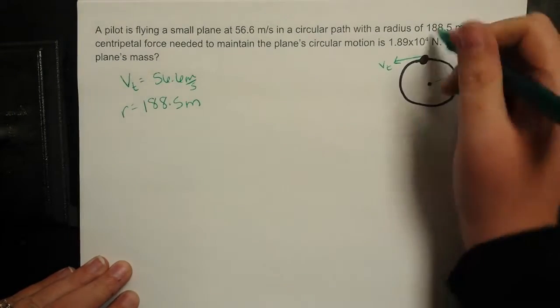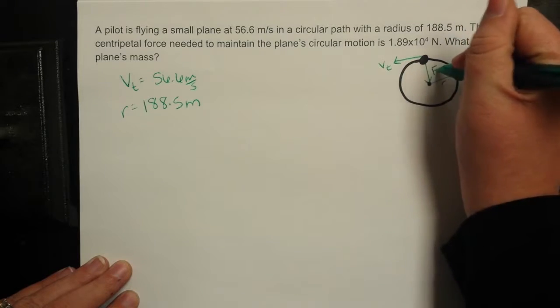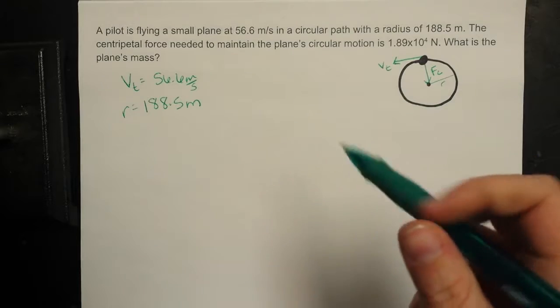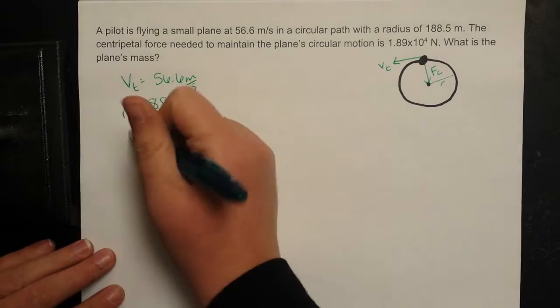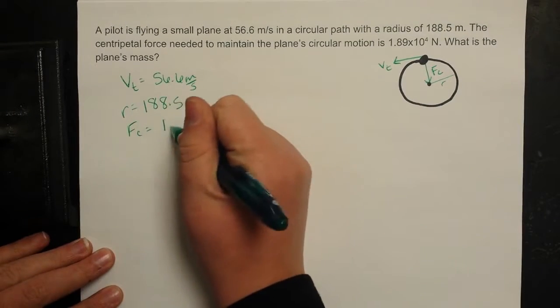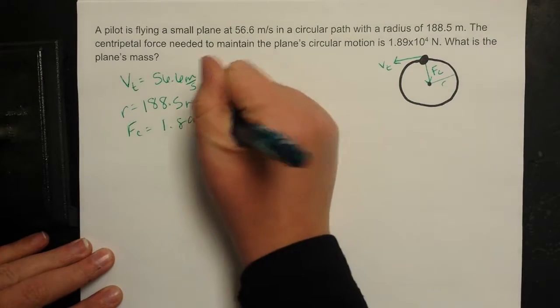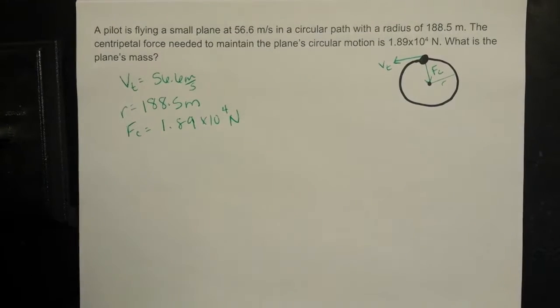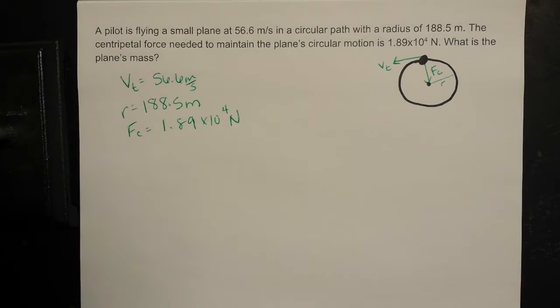The centripetal force, so the force that is directed towards the center, that helps pull the plane in and maintain its circular motion, is 1.89 times 10 to the fourth newtons. Okay, and we want to find the mass of the plane.